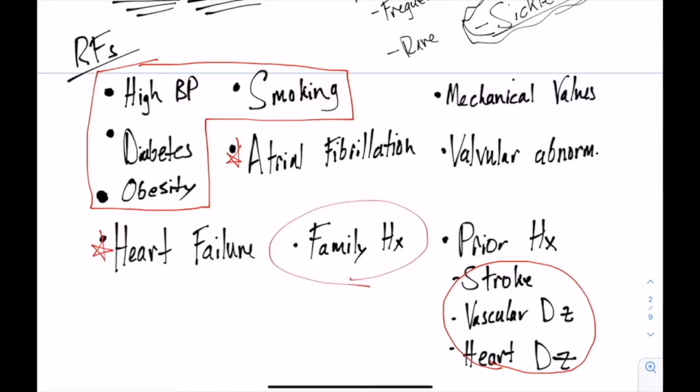Family history also plays a role in strokes. If a family member has had a stroke, the patient now is at an increased risk of a stroke. This can be due to many factors, including anatomical or physiological variations. Mechanical valves and valvular abnormalities can also increase your risk of stroke.